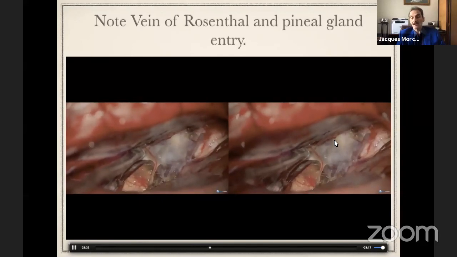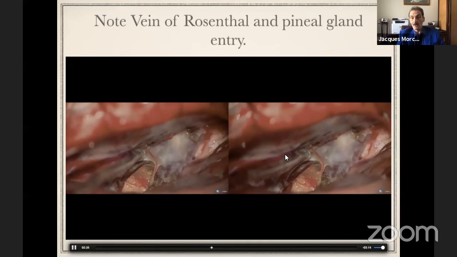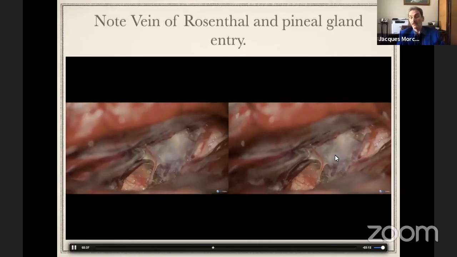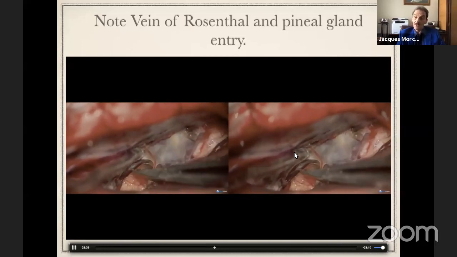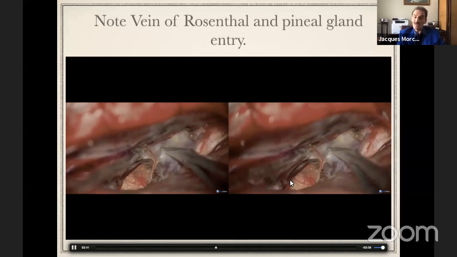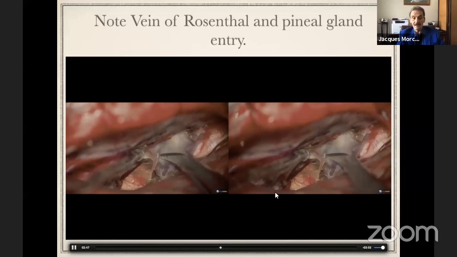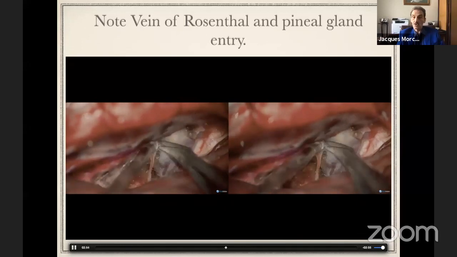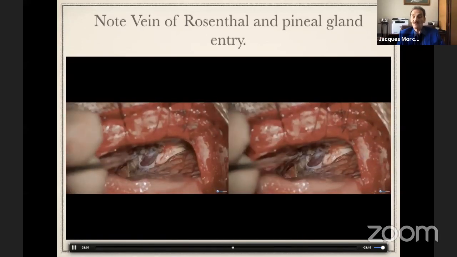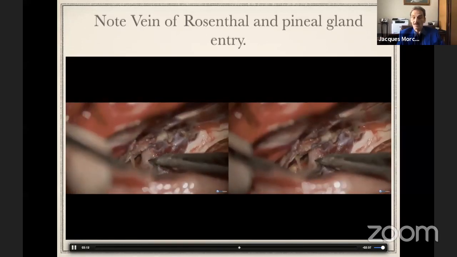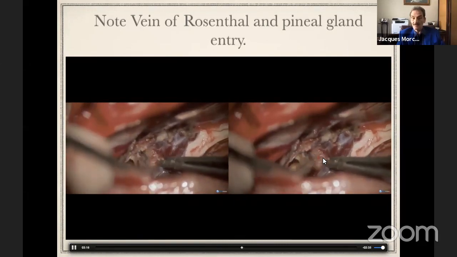Now we're looking at vein of Rosenthal and the quadrigeminal cistern. This is a precentral cerebellar vein. Of course, they both meet to drain into vein of Galen, and you have to sharply dissect this very thick arachnoid of the quadrigeminal cistern, and here is a pineal gland.